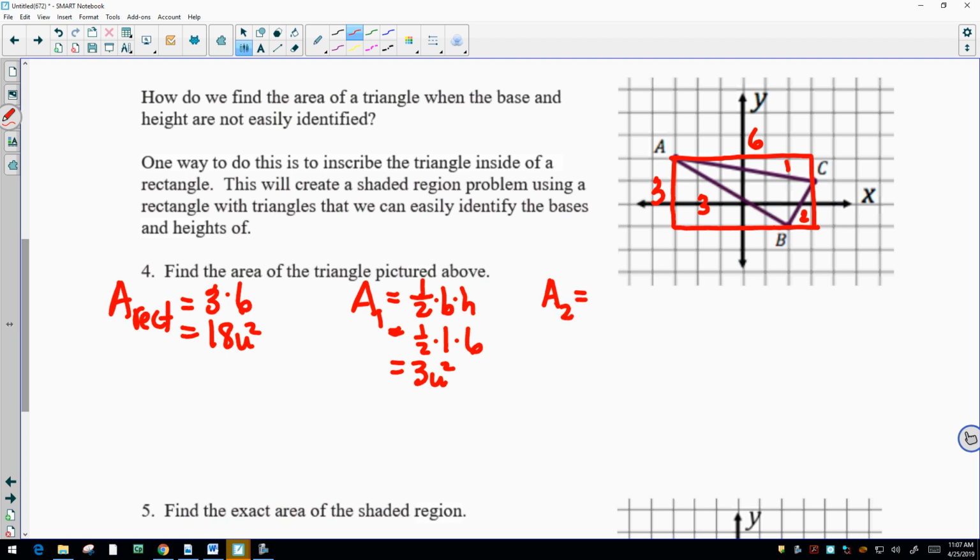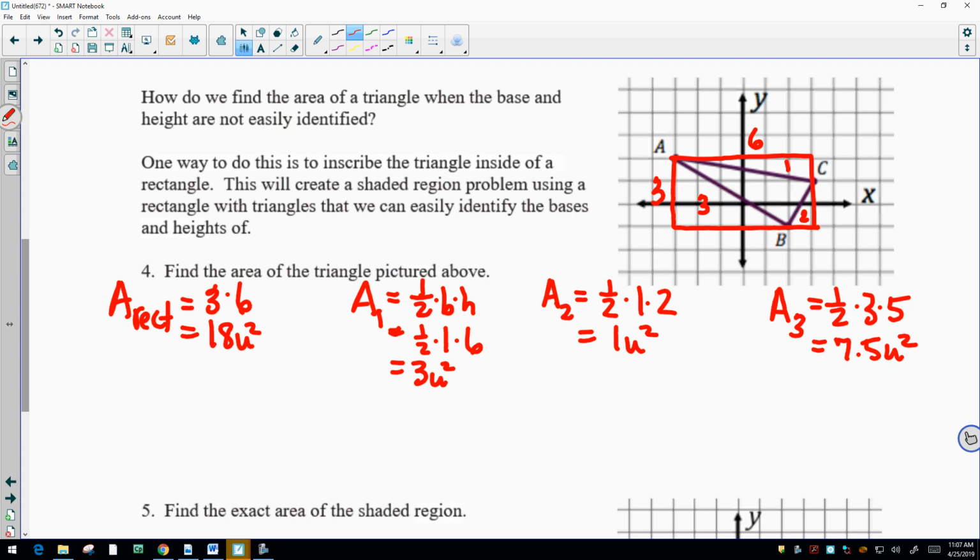I need the area of triangle 2. So again, 1/2 base times height. I can see I have a length of 1 and a length of 2. So 1 times 2 is 2. Half of 2 is 1. So that triangle has an area of 1 unit squared. Area of triangle 3, okay, still same formula, 1/2 base times height. I have a side of 3. I have another side of 5. So 3 times 5 is 15, and half of 15, I have 7.5 units squared.